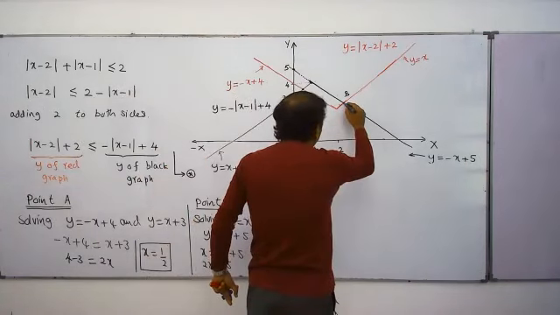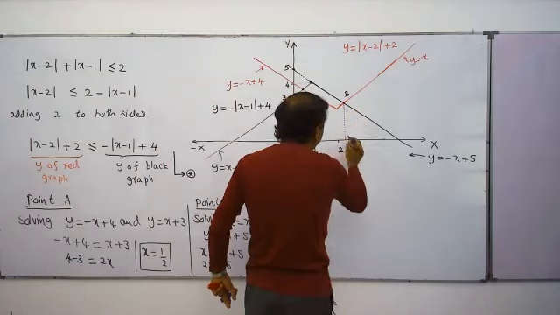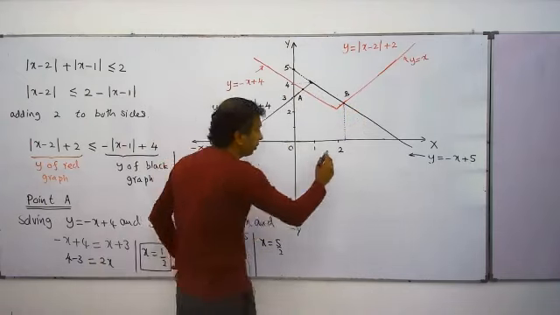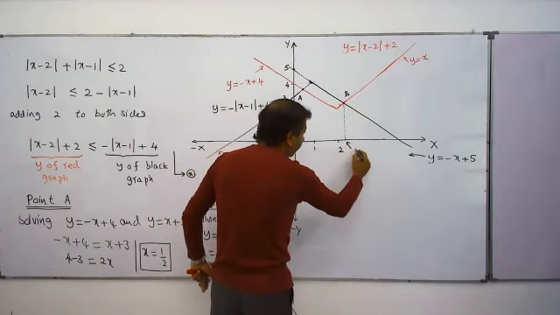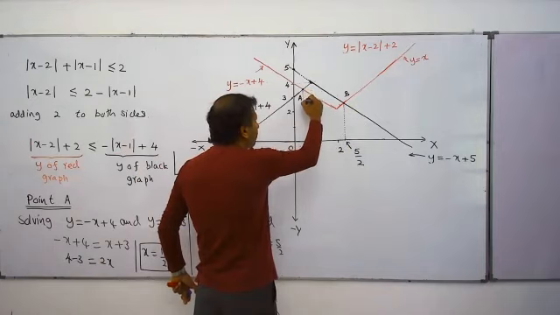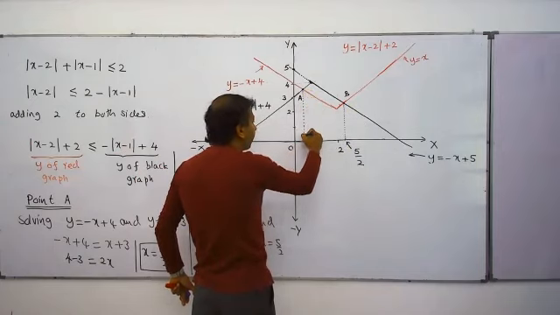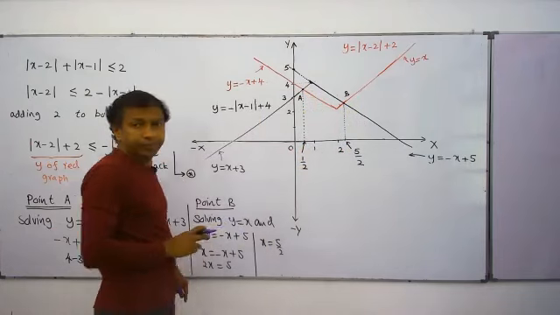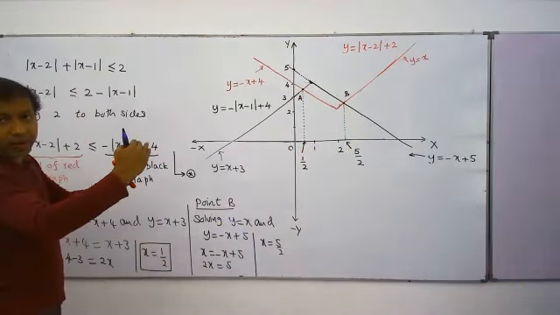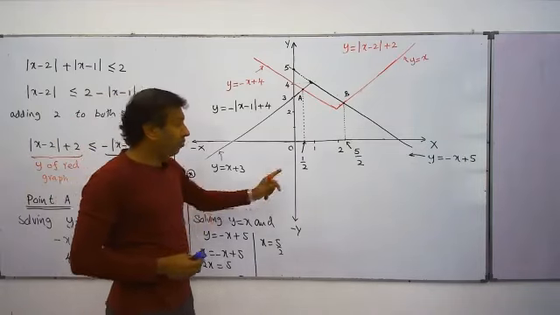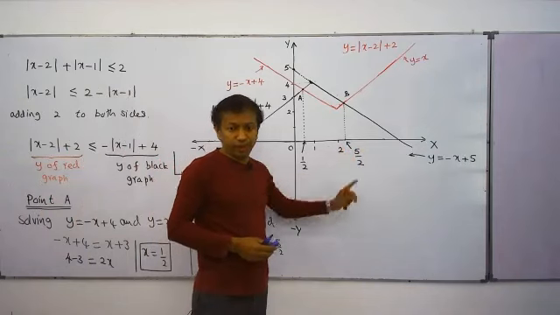This, if we drop perpendicular like this, here the x coordinate only we got as 5/2. This is 5/2. And here, this is half. Now we know the black graph is above the red one in between half and 5/2 of x.